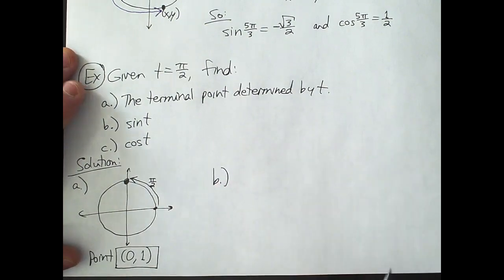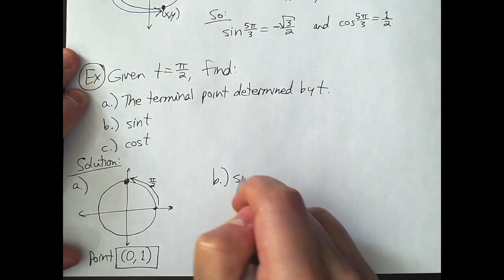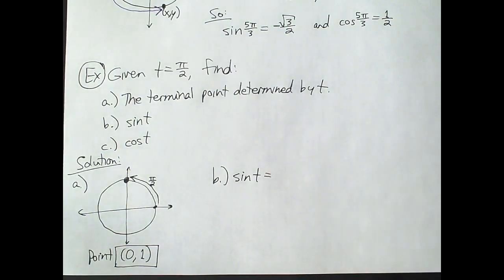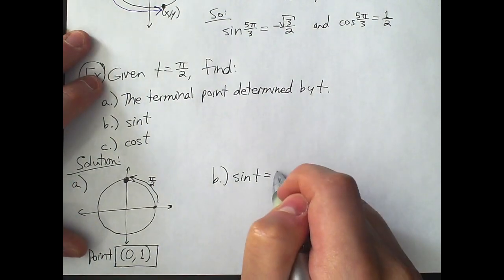Part B. What is sine of t? Sine of t equals. For this problem, t is pi over 2. We found the terminal point, so sine of t is simply the y-coordinate, 1.